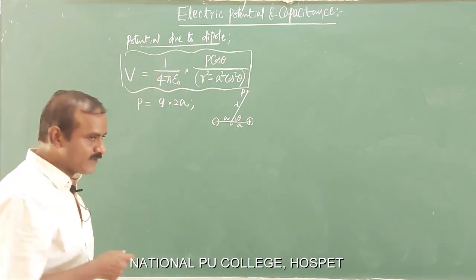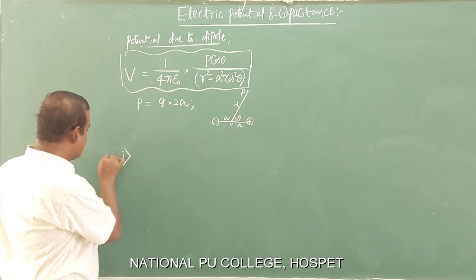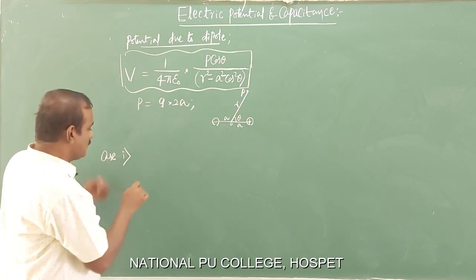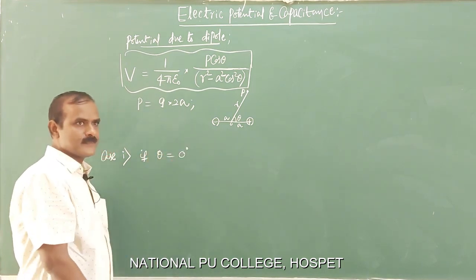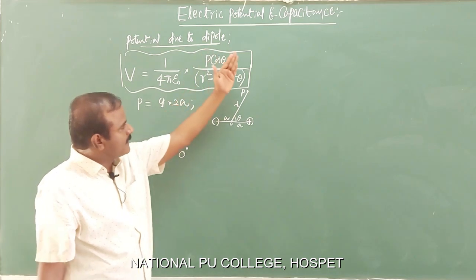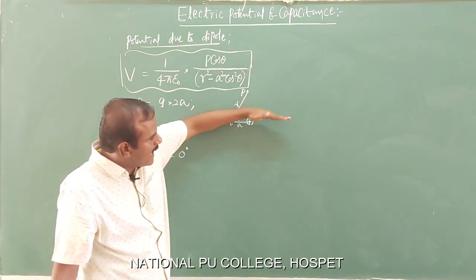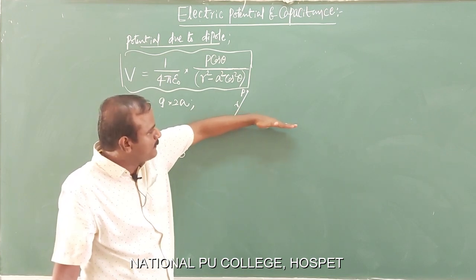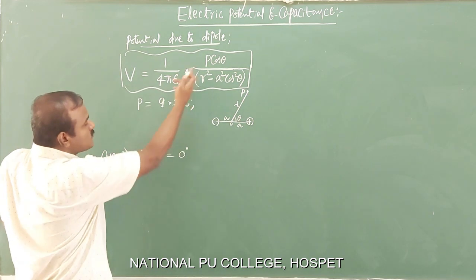Now we'll take different cases. Let us take case 1. I write case 1. Suppose theta is equal to 0 degree, then what happens? Very clearly, the point P would lie on the axis of the dipole. Then, as you know, cos of 0 degree is 1.